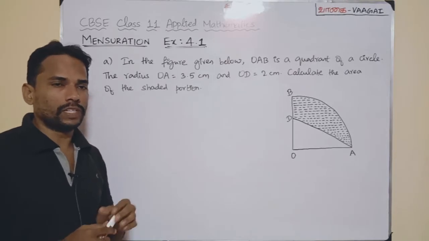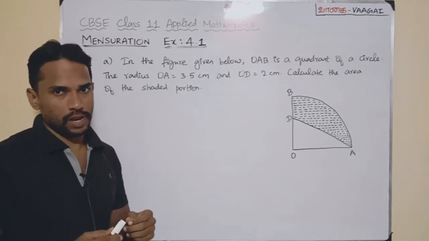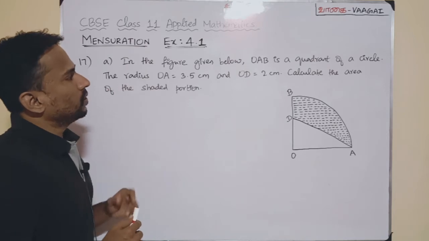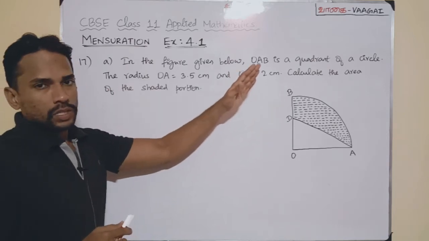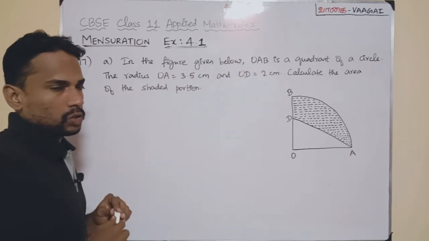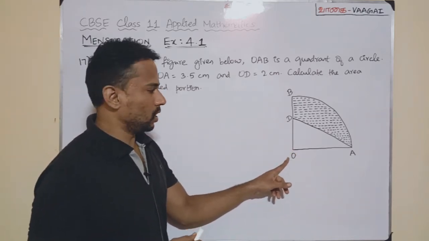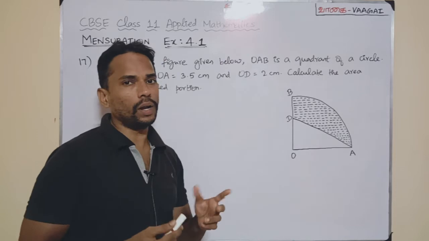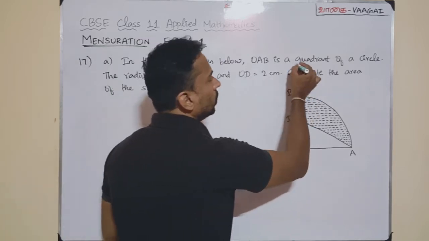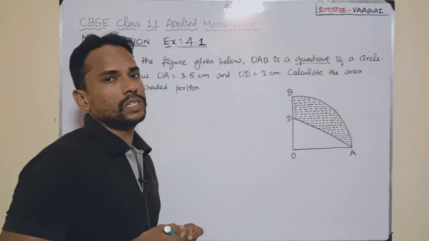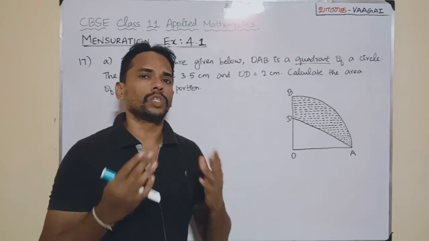Now we go to question number 17, subdivision A. In the given figure, OAB is a quadrant of a circle. So you can see the figure here. So this shape what you see here, OAB is a quadrant of a circle. So what do you mean by quadrant? Quadrant means basically quarter portion of a circle.